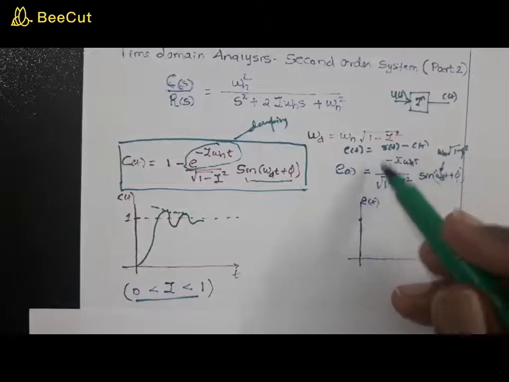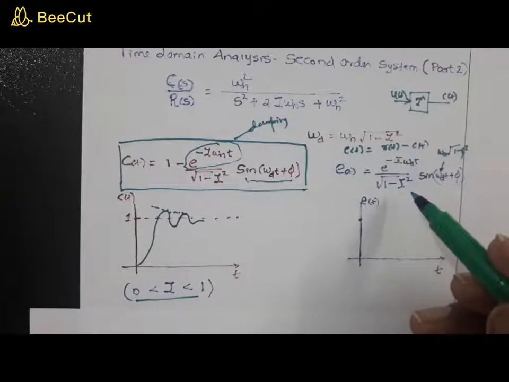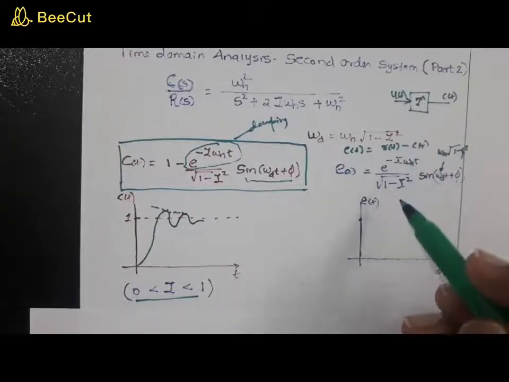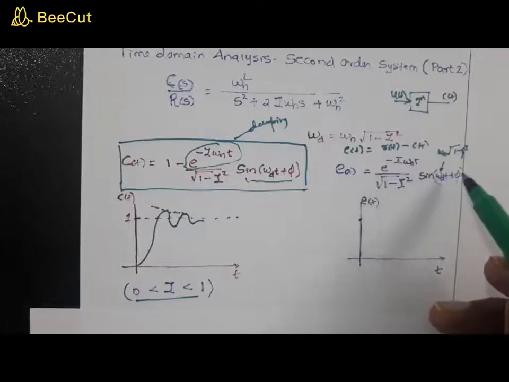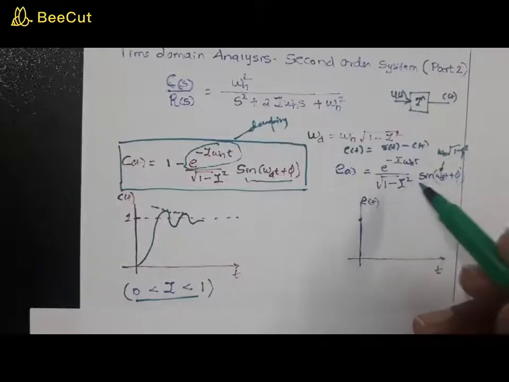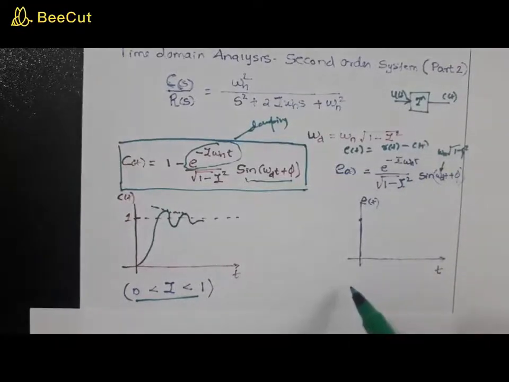e raised to 1, and theta is equal to... no, that is 1 by root of 1 minus theta square into sine phi. So you'll be getting the sine phi, right? I'll just explain this.